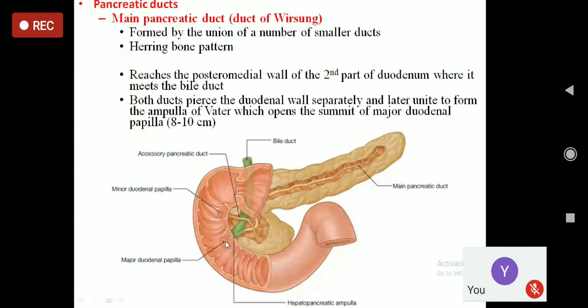It is situated 8 to 10 centimeters from the pyloric end of the stomach. So this is the major duodenal papilla, which is the opening of the main pancreatic duct, and it pours the exocrine part, the secretion of the pancreatic enzymes, into the second part of the duodenum, responsible for the digestion of the food. So it is situated 8 to 10 centimeters from the pyloric end of the stomach. So this is the main pancreatic duct, and this pattern is known as the herringbone pattern.